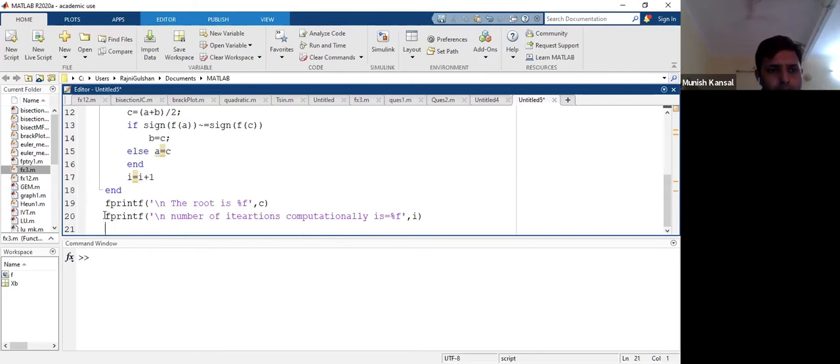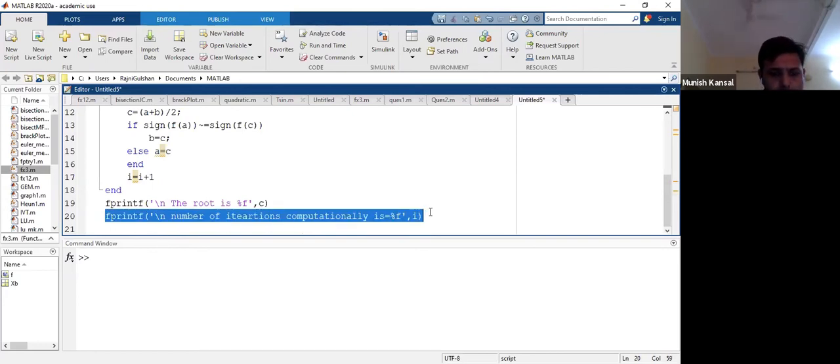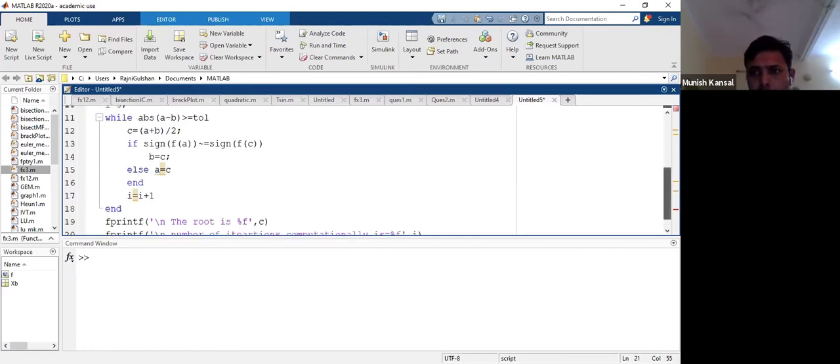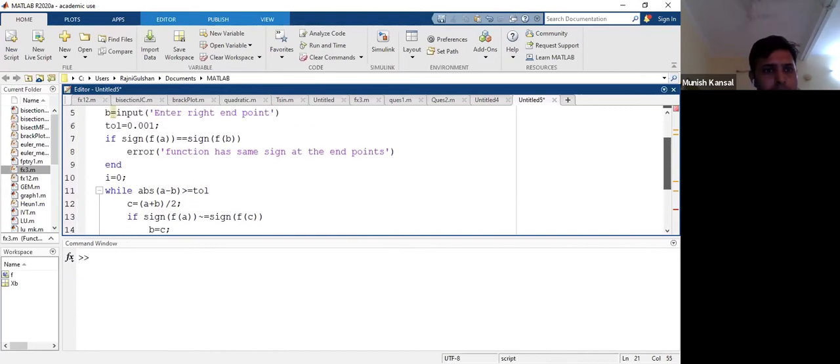We want to see the number of iterations theoretically, right? So let me just copy the same command. So number of iterations theoretically, right? So these are the few options you can make here. So basically this is the number of iterations theoretically. We have not given any formula for the number of iterations here. So let me just give you the formula here. So what is the formula? If you remember, log of b minus a minus log of tolerance divided by log of 2.